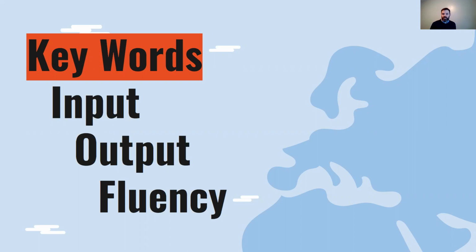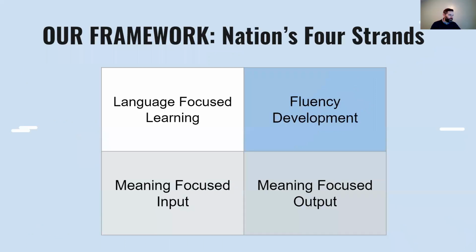So then output is the opposite. This is when we encode language to share meaning. So this is speaking and writing. And lastly, fluency, in terms of language use, could be described as speaking at a rate so that others can easily understand. And this means not speaking so slowly that our listeners can't understand, or so quickly that they can't understand, but at a good rate so that our listeners can comprehend our message.